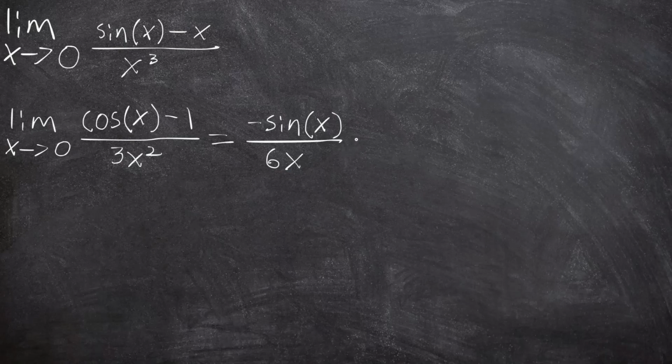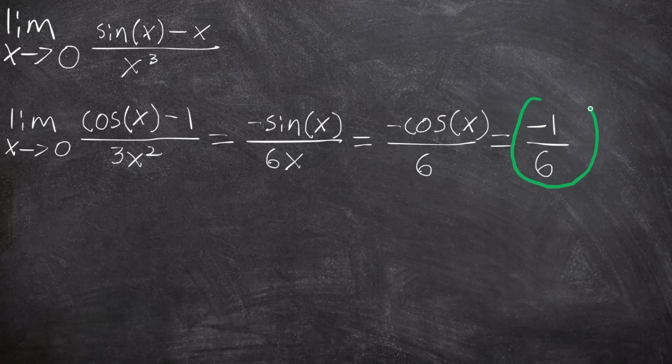Okay, we still cannot plug in 0 as we would get 0 over 0 again. So we would have to apply L'Hopital's rule once more. So taking the derivative of the numerator, we get negative cosine x over 6. Okay, now we can plug in 0, and we would get negative 1 over 6. And this right here would be our final answer, negative 1/6.